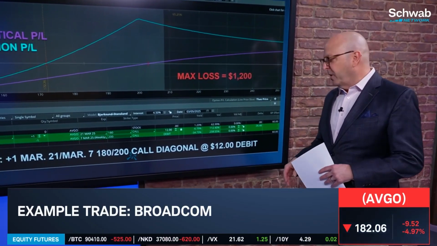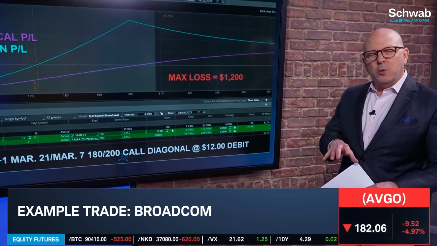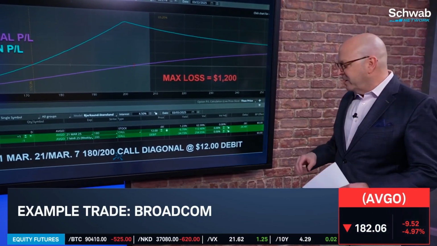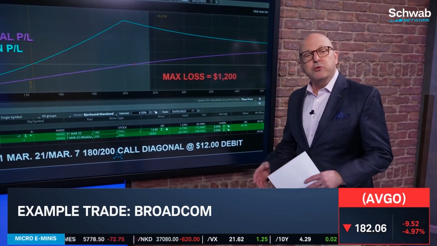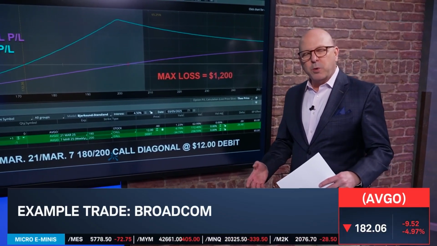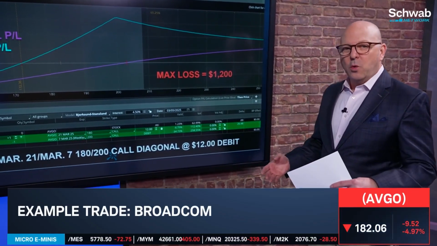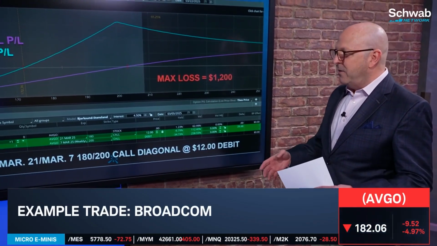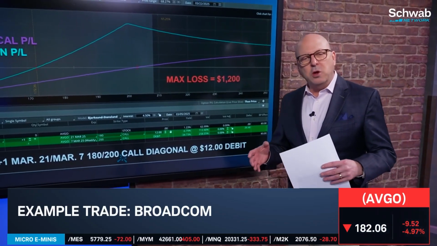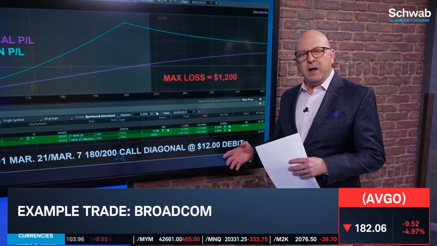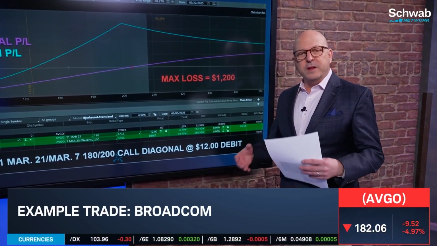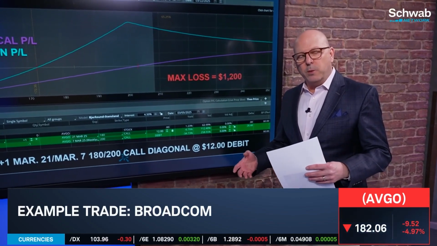If the stock opens up around 183, the price is going to be about a $12 debit. There's your risk, $1,200 per spread on a $20 wide bullish call diagonal. Your break even is going to be about 185. So you want the stock above 185 over the next 2 weeks for this to be profitable.